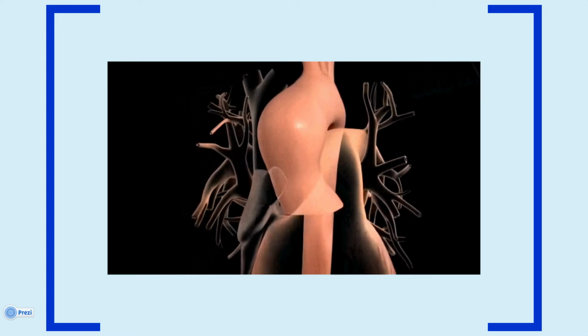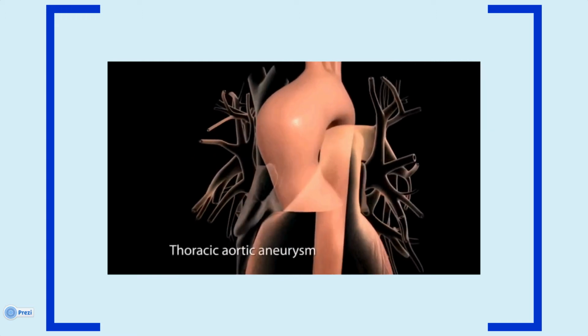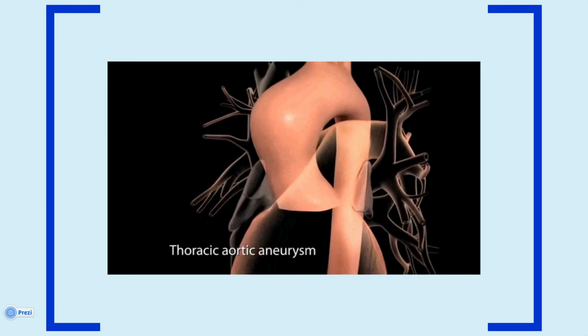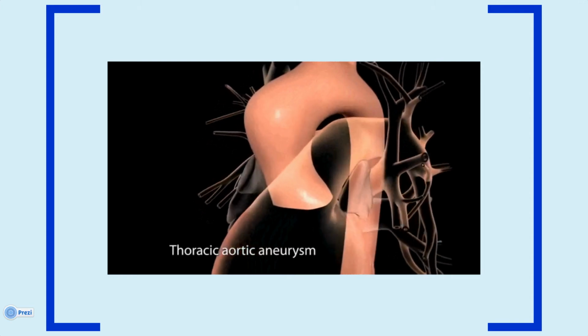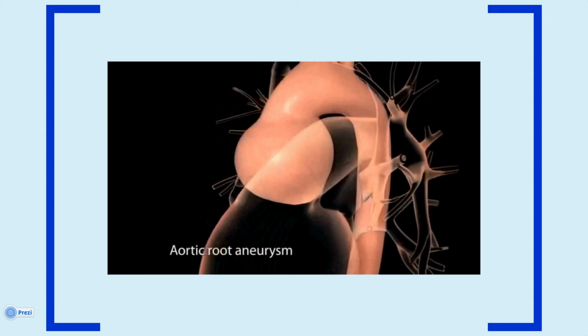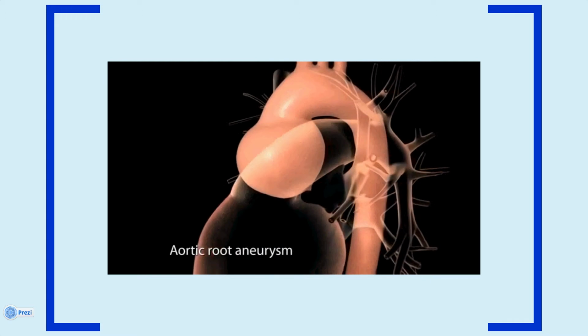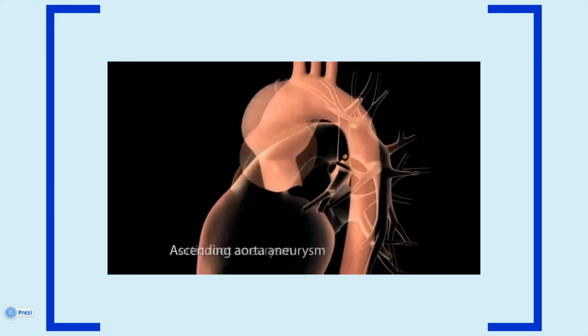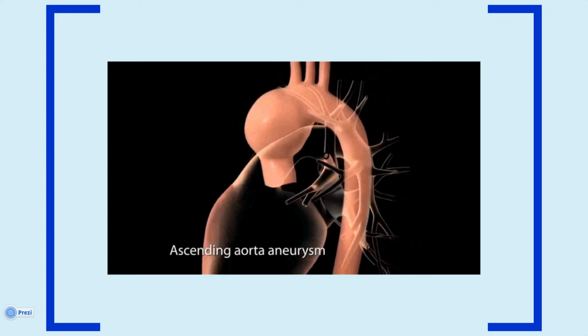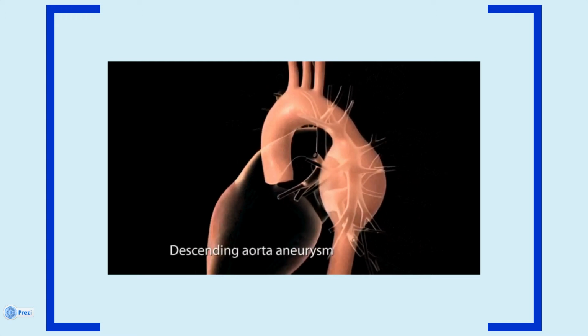When this condition occurs in your chest, it is called a thoracic aortic aneurysm. These aneurysms may occur in one of several places, including the aortic root, the ascending aorta, or the descending aorta.